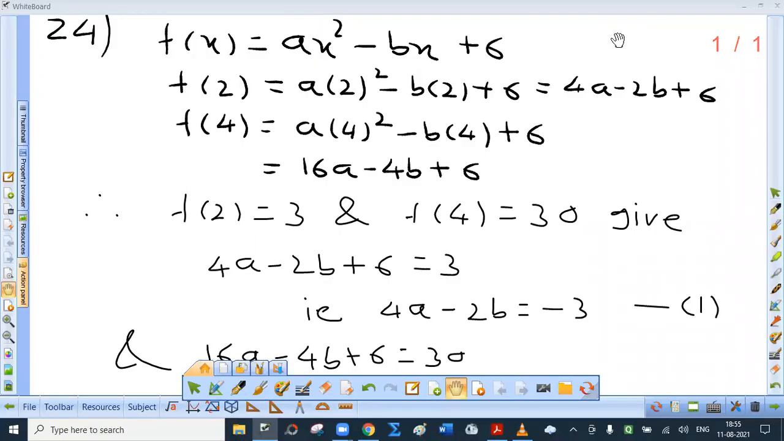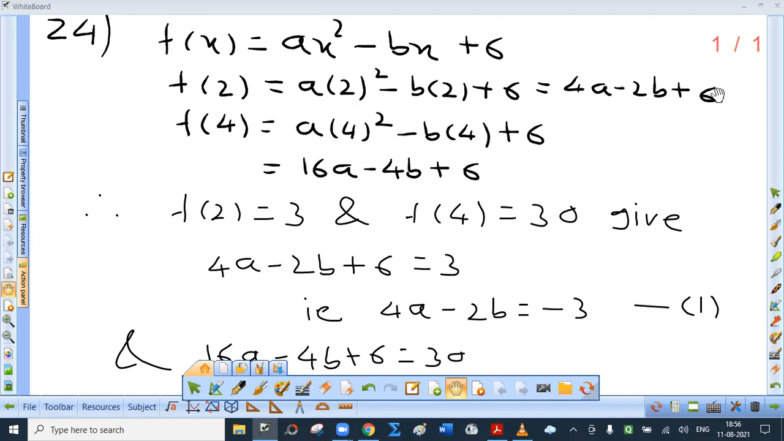24th, if f(x) is ax square minus bx plus 6, f(2) is 3, f(4) is 30, find a and b. Now f(x) is ax square minus bx plus 6. So what is f of 2? Value of the function at x equal to 2. Replace every x by 2 to get 4a minus 2b plus 6.